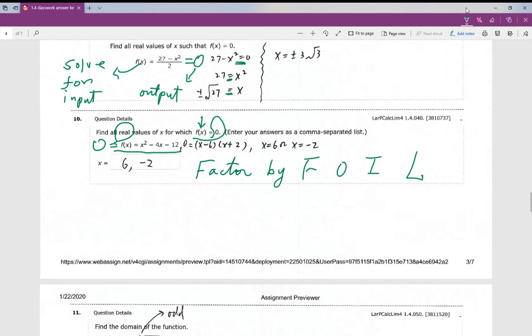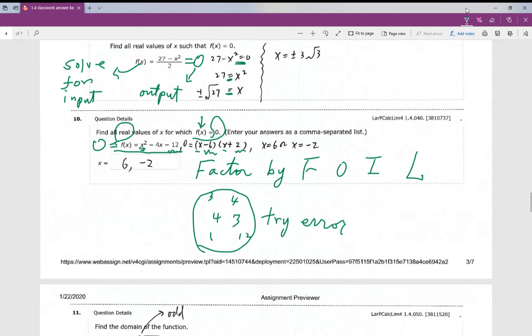Factor by FOIL is the skill you have to learn from algebra 1, and x squared means x times x. Negative 12, negative 6 times 2. And you may think about 3 times 4, 4 times 3, other choices, or 1 times 12, right? So what's the right choice? Basically, we try and error. For more detail, we can talk about it. It's a review. And hopefully, you have no problem to factor by FOIL.